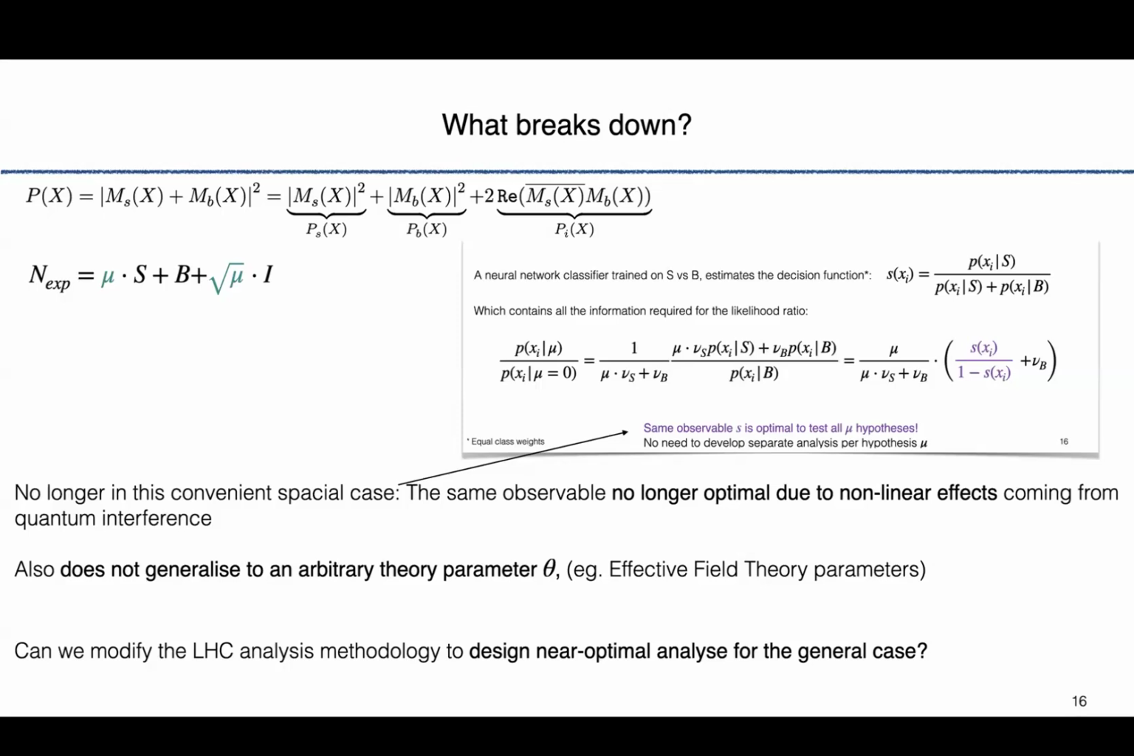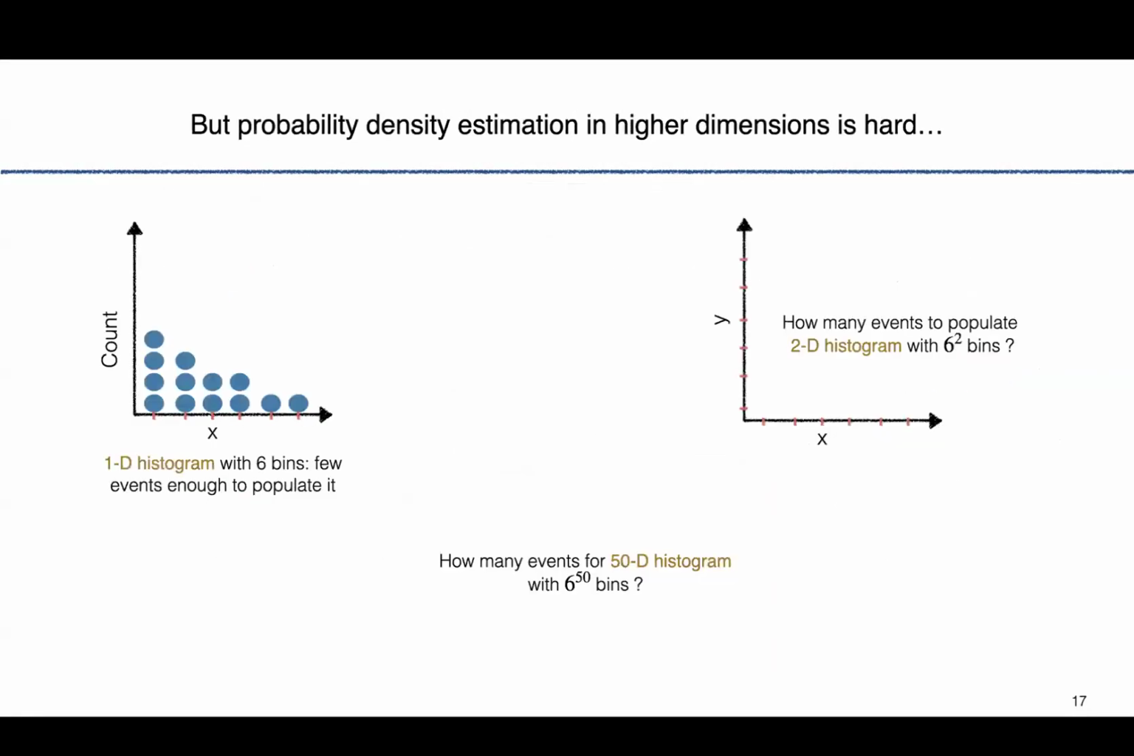Right, so we want to find a more general solution. And since I'm saying you can look at multiple variables, the obvious idea is, why don't we just do the analysis with 100 variables or something? But that's hard to do. Think about density estimation, which we do with histograms typically. If you had to populate a 1D histogram with just 6 bins, how many events would you need to get an idea for the shape it's approximating? Maybe 50, 100 is good to get a first idea for the shape, right?